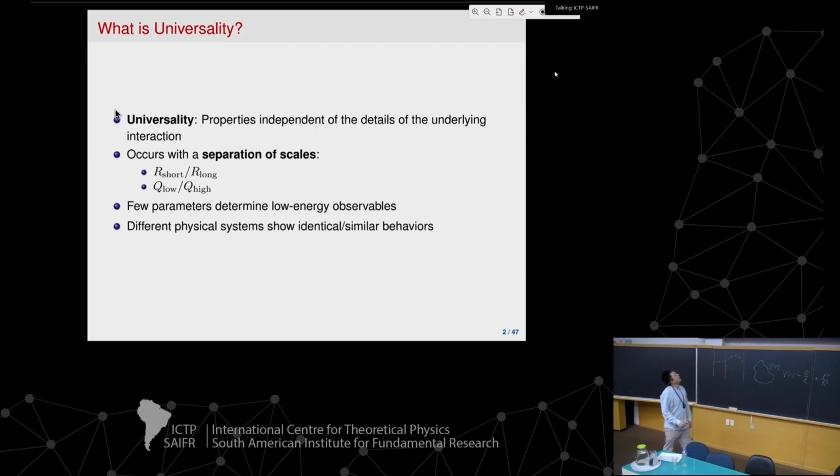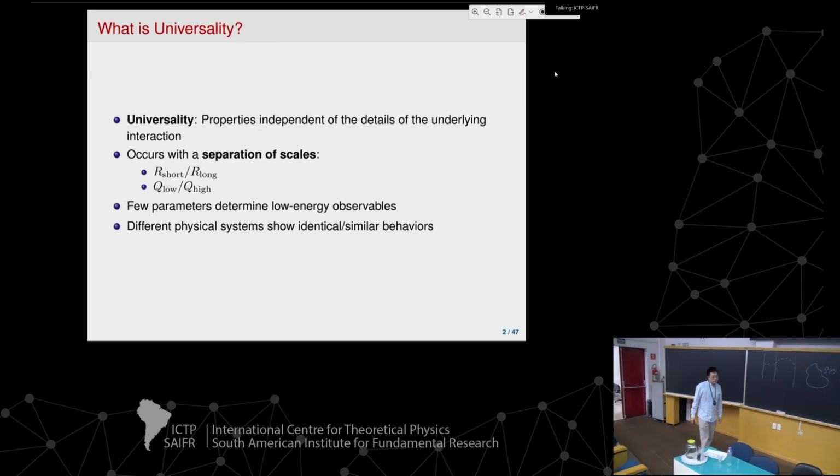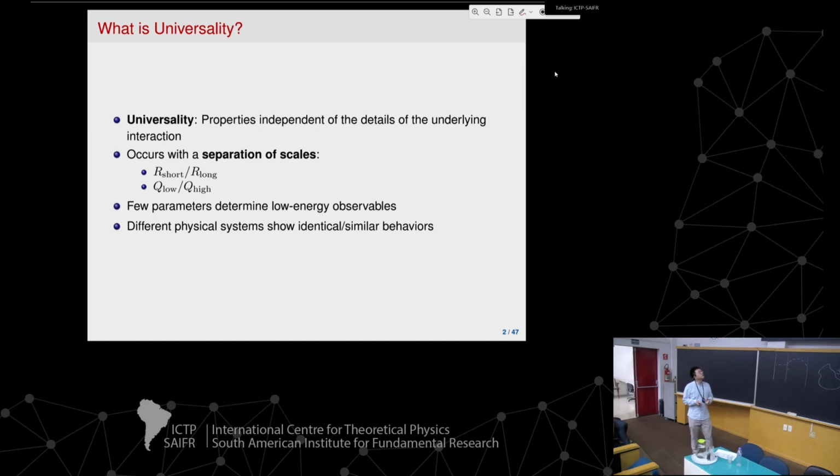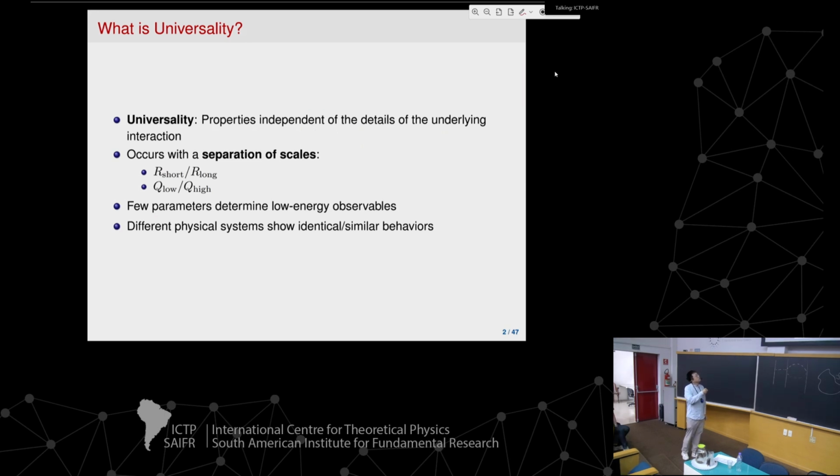Okay, now it's working. About the universalities, normally it's related to properties that are independent of the details of the underlying interactions. For universality to exist, you need a separation of two different scales. In coordinate space, it's related to the separation of the short-range scale and the long-range scale. And in momentum space, this is related to a separation of a low momentum scale from a high momentum scale. We will talk about what those scales are in the next slide.